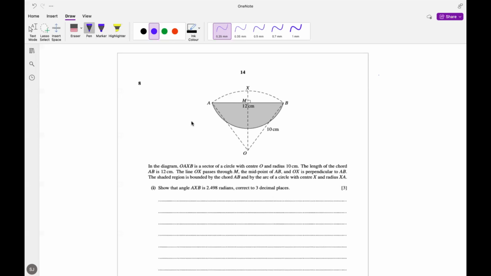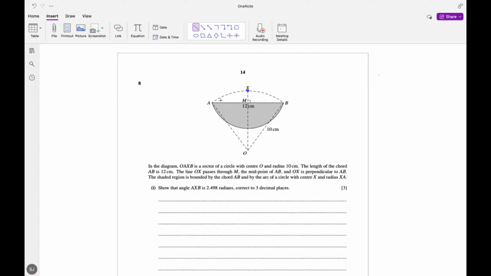In question 8, we have a diagram in which OAXB is a sector of a circle with center O and radius 10. The length of the chord AB is 12. M is the midpoint of AB, which means AM will be 6 centimeters and MB will also be 6 centimeters. The shaded region is bounded by the chord AB and by the arc of a circle with center X and radius XA.